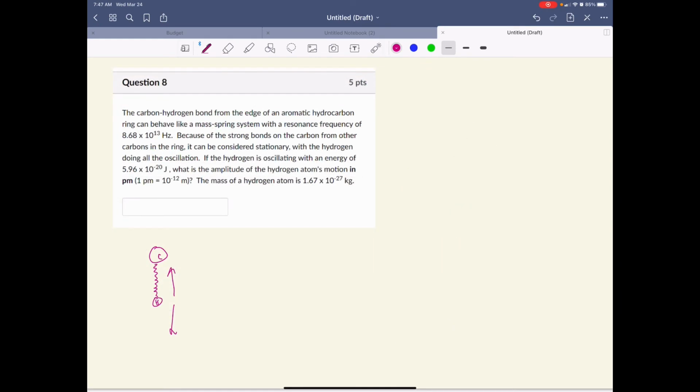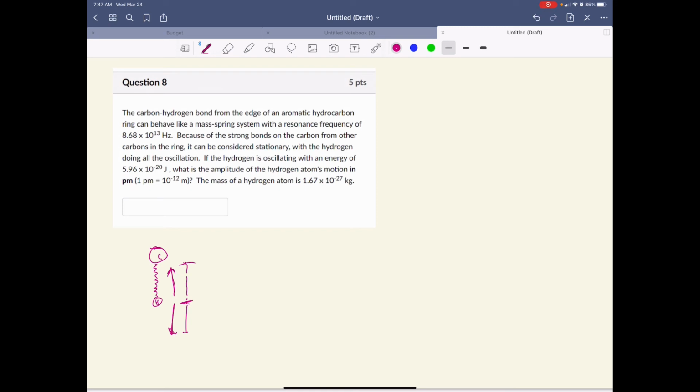Okay, so here we've got a carbon-hydrogen atom. We will assume that the carbon here is stationary, and that the hydrogen atom is going to oscillate back and forth because of its chemical bond, or I guess the atomic bond, with carbon. So what we're trying to do is figure out the amplitude of the oscillation, meaning basically how far down or up it will oscillate.